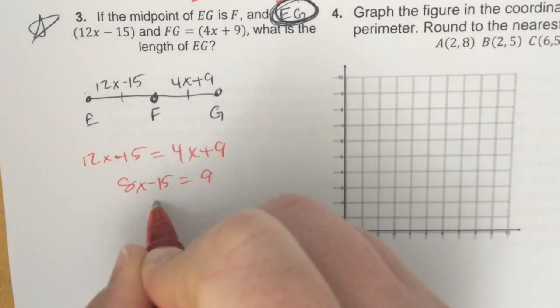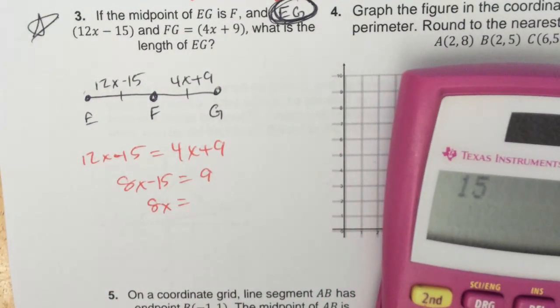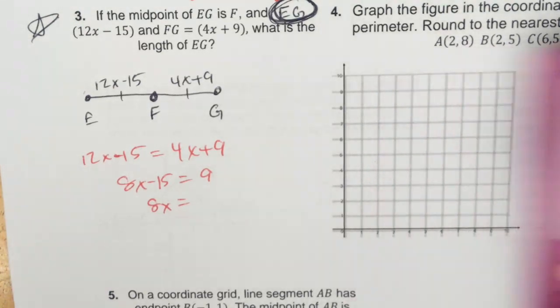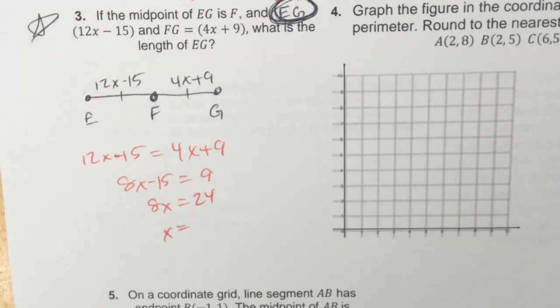I'm going to add 15 to both sides. 8x is equal to, just showing less work, I'm going to add 15 to both sides, and I get 24. Divide by 8. So 24 divided by 8, I get 3.